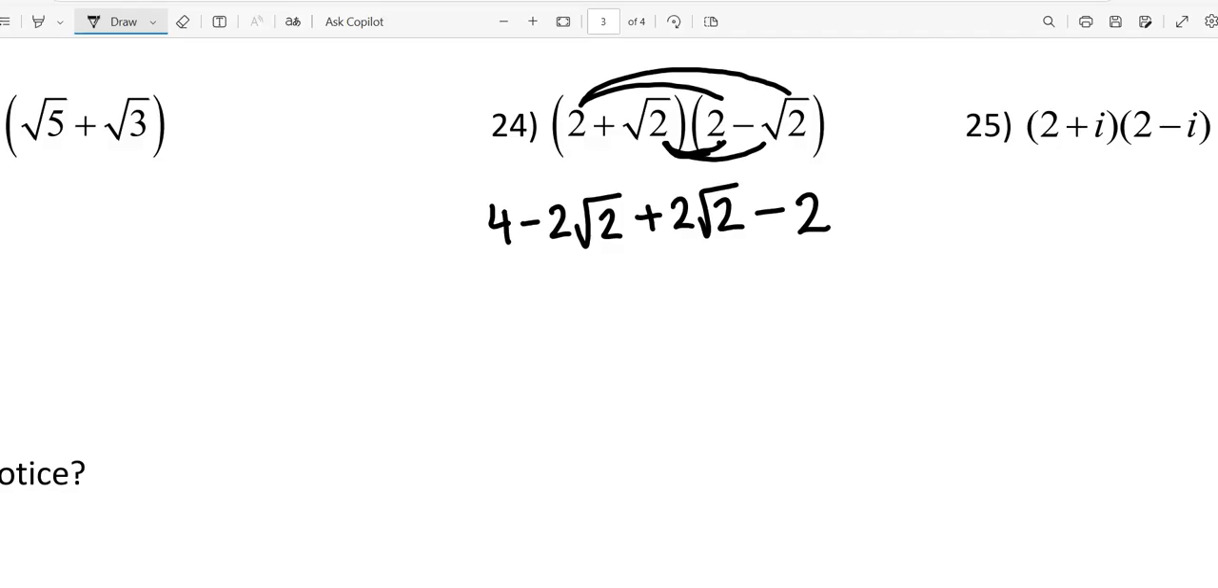What do you notice? A lot of 2's. You can add the 4 and the negative 2 together. Can you add the 2 square root of 2 and negative 2 square root of 2? Yeah, what does it make? 0. And 4 minus 2 is 2. So we started with something that looked irrational, and it simplified down to something that's rational. Make sense? We'll get more practice with this tomorrow.